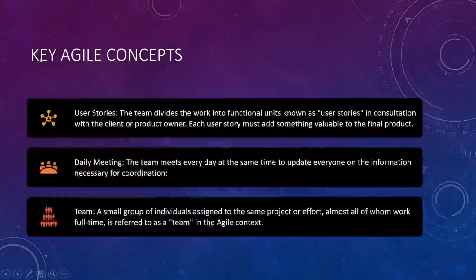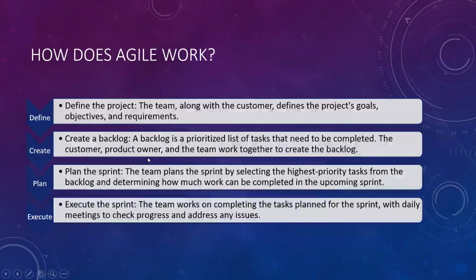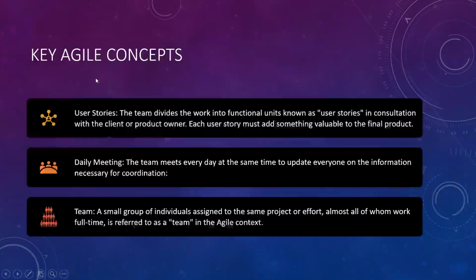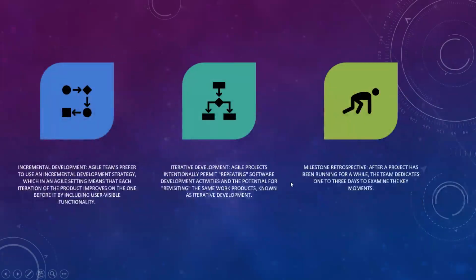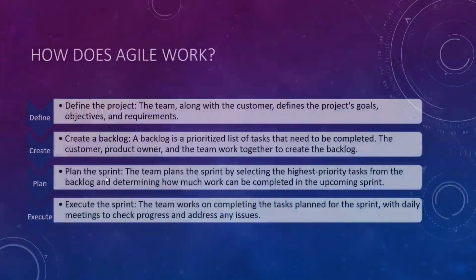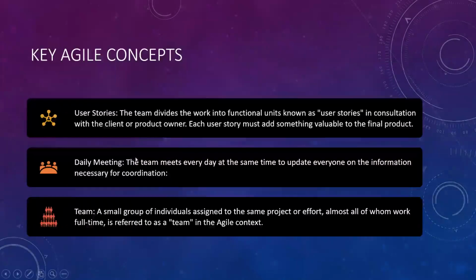So when we consider key agile concepts, we have different agile concepts here. We'll be discussing it tomorrow. I'll discuss what user stories, daily meetings, teams, incremental development, iterative development, and milestone perspective are. These are the different key terms that we have to remember when we are talking about agile methodologies.